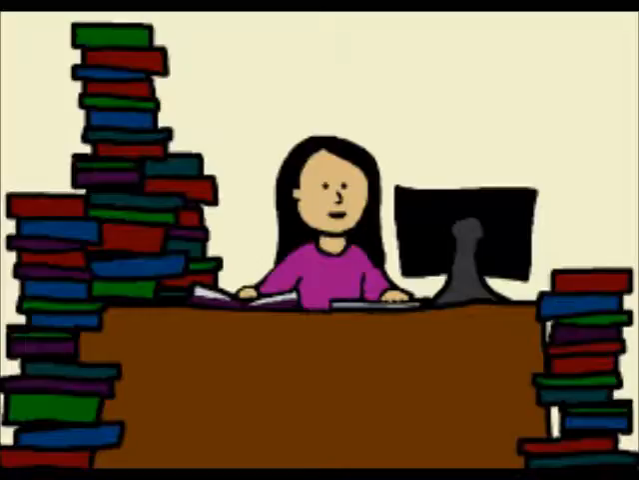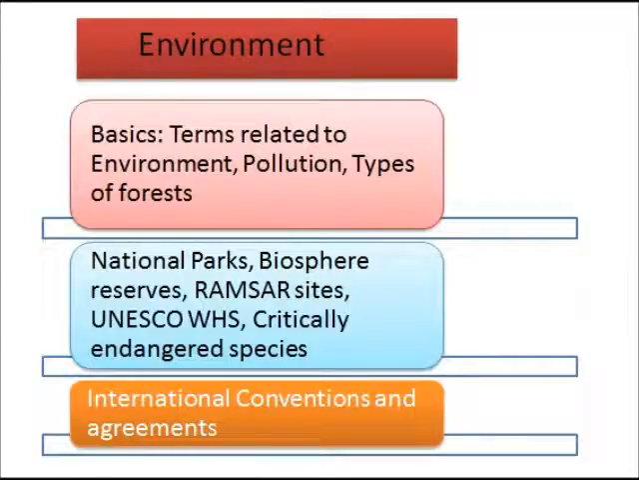Then we come to the environment part. In environment, you have to learn about the basics, that is terms related to environment, pollution, the different types of forests, national parks, biospheres, Ramsar sites, UNESCO, critically endangered species, and all these things you will get in the Shankar IAS book that I have already told you.